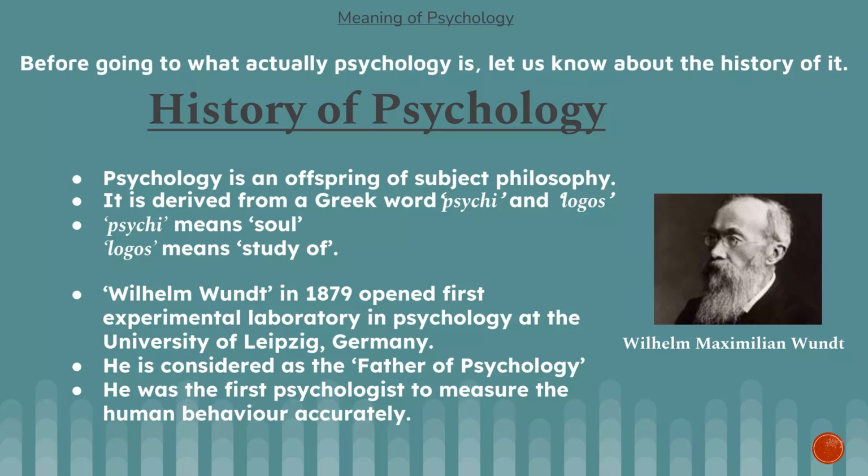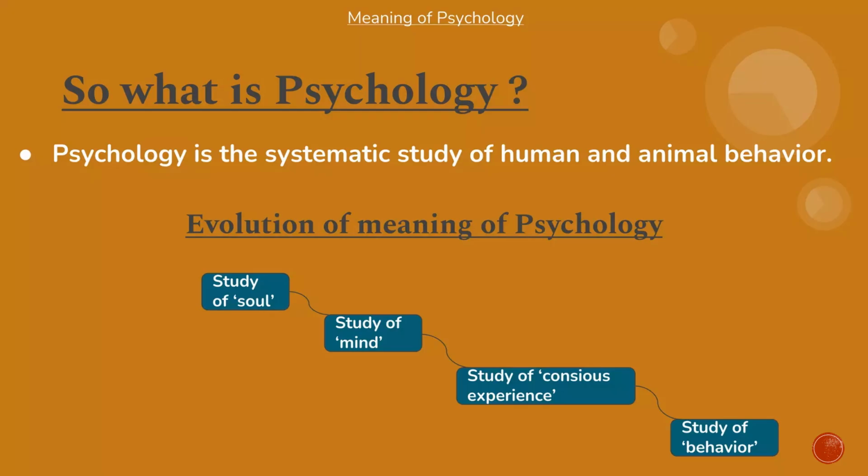Wilhelm Wundt in 1879 opened the first experimental laboratory in the field of psychology at the University of Leipzig, Germany. So he is considered the father of psychology. He was the first psychologist to measure human behavior accurately by means of experimentation. So what is psychology? Psychology is the evolution of the field of study from the soul to mind and to the conscious experience and study of behavior.